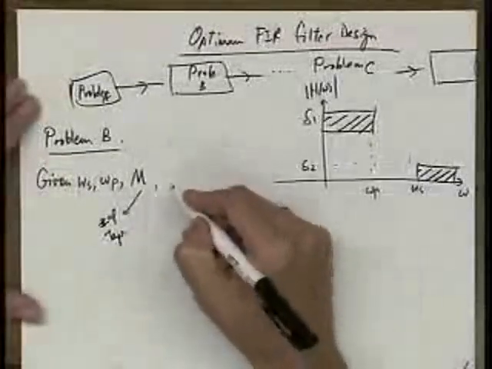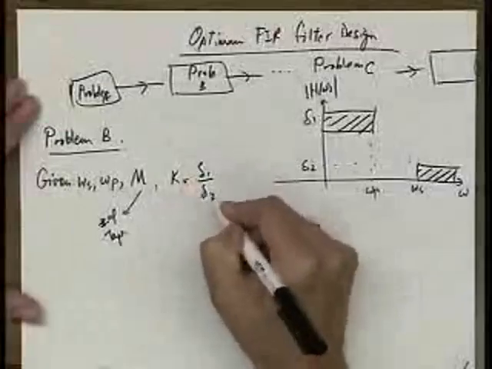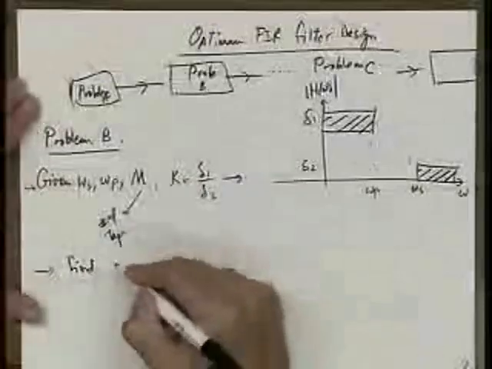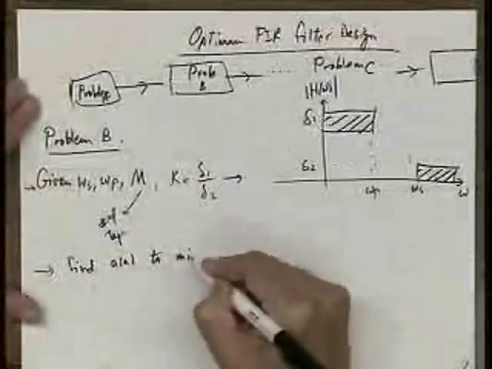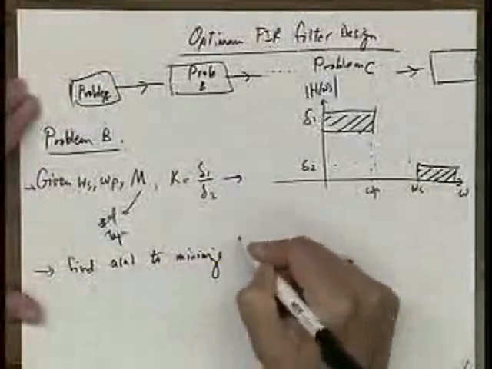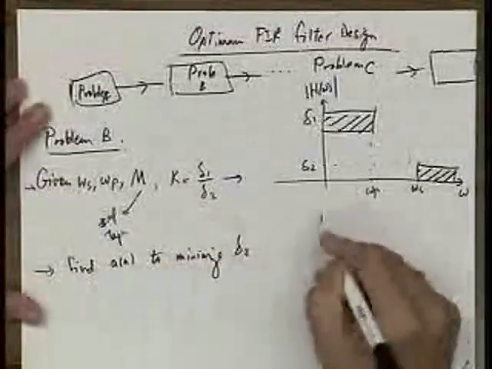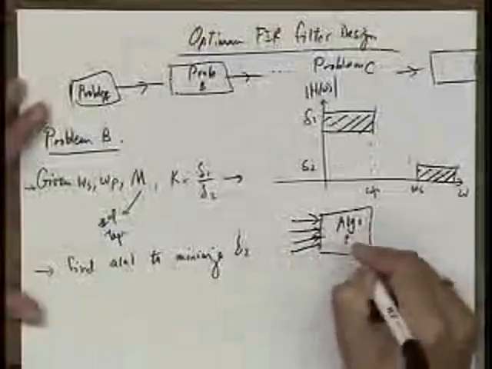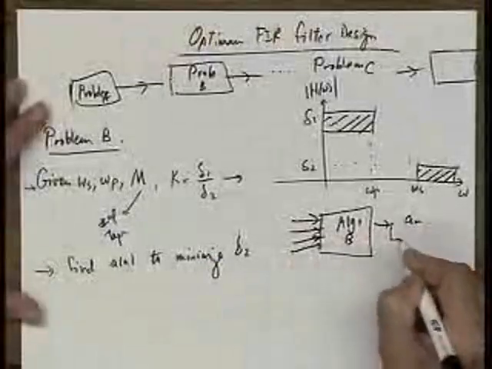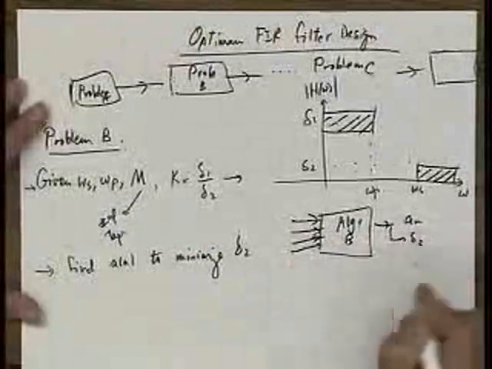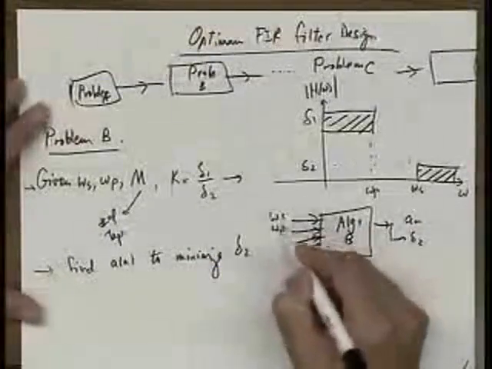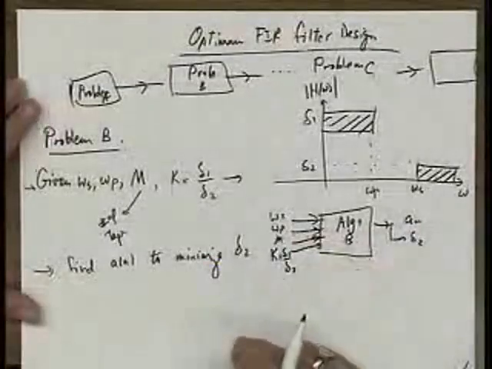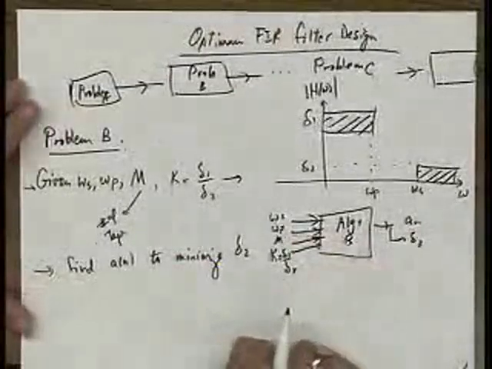So problem B was: given omega s, omega p, M, which is the number of taps, and K, which is delta 1 over delta 2, find A of n to minimize delta 2. This was problem B. So you have a box here, there's various inputs coming in, and this is algorithm B, and out comes A of n and the resulting delta 2 that got minimized, and the input is omega s, omega p, M, and this K, which is the ratio between delta 1 and delta 2. Okay, so that's just the setup.